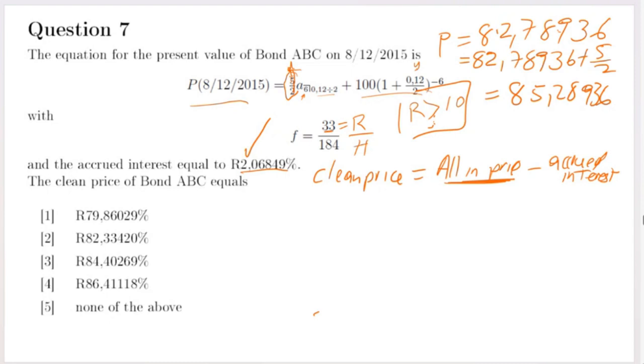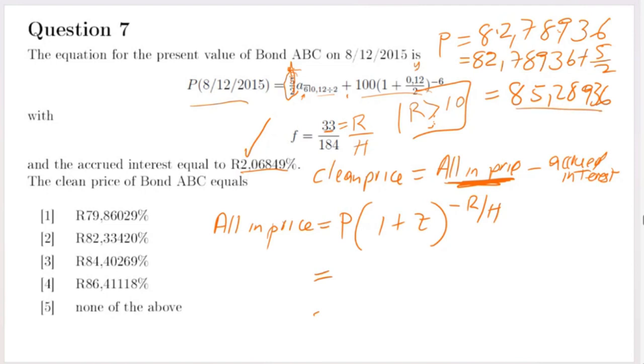Once you've got that, you are happy now to go and get your all-in price, because your all-in price is this formula. This is what you're looking for. Because you're working with a cum interest, because your R is greater than 10, the all-in price has only one formula: P into (1 plus Z) to the power minus R over H. What is your P? You are not working with the P that you calculated, but with this P that has your coupon added.